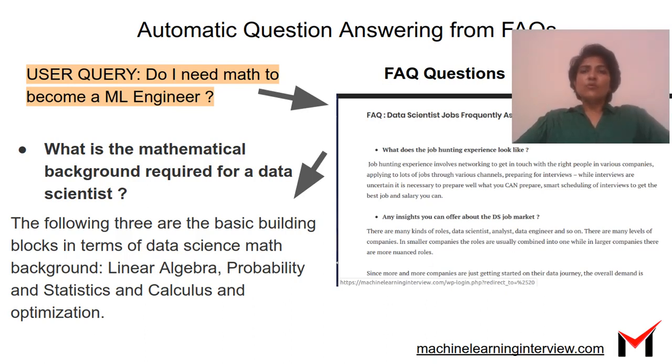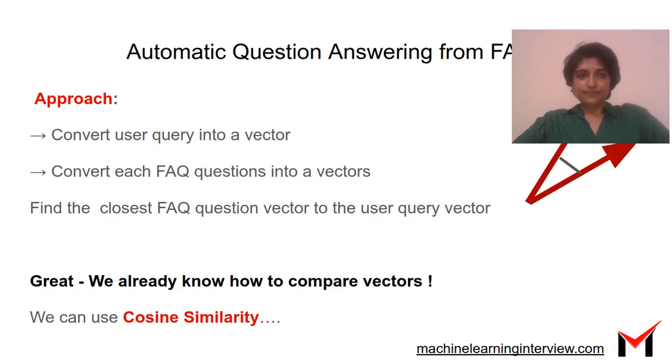So what we want to do here is look at a user query and find the closest FAQ question to the user query. So the user query is a sentence and this FAQ question is a sentence. The problem really is, we need a way to find if two sentences are close to each other. That way we can find the closest FAQ question, right? How do we do this?